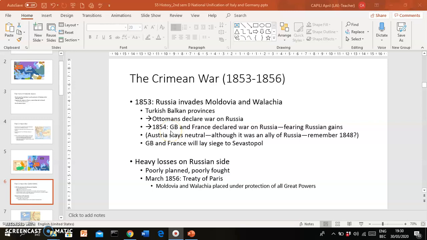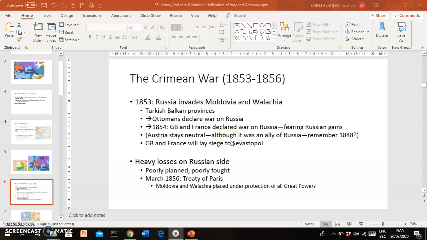By 1853, Russia invades Moldavia and Wallachia. These belong to the Ottomans, areas in the Balkan region. So the Ottomans declare war on Russia.